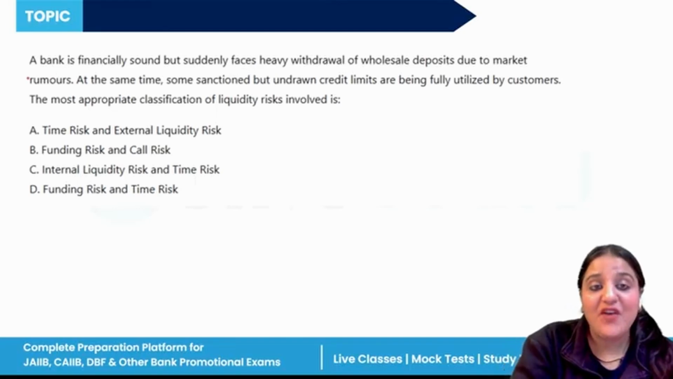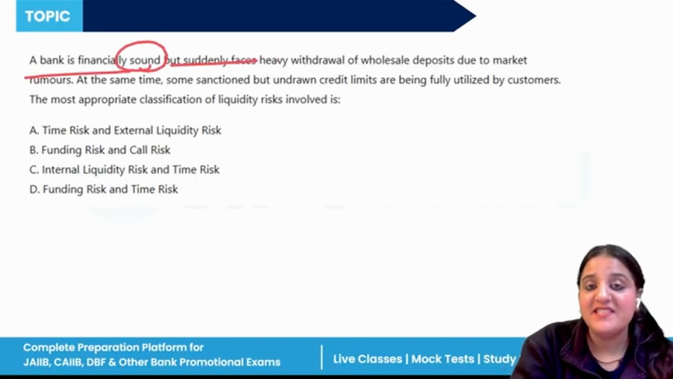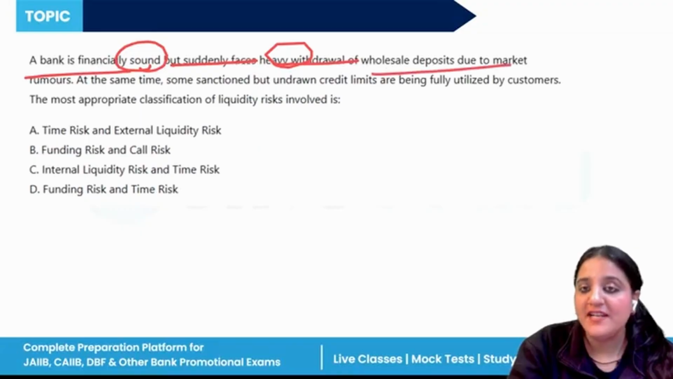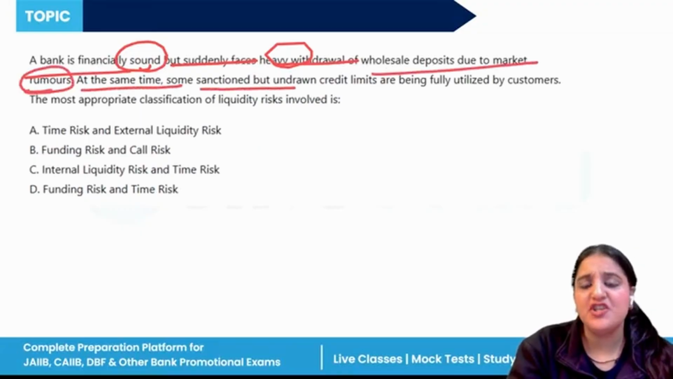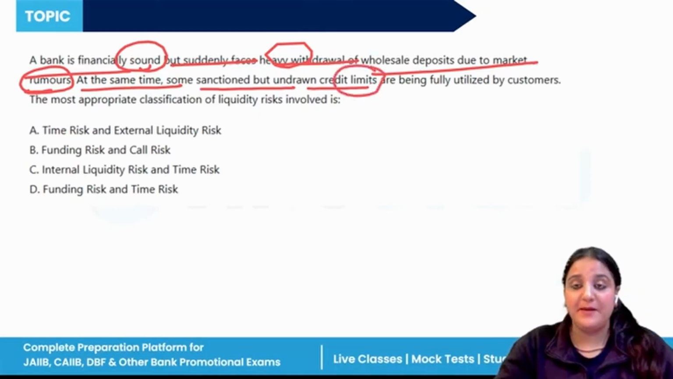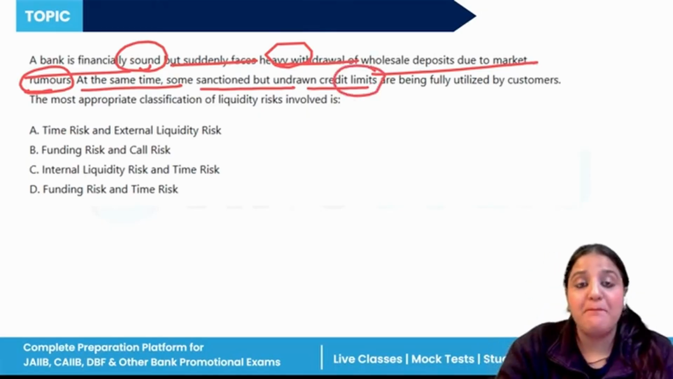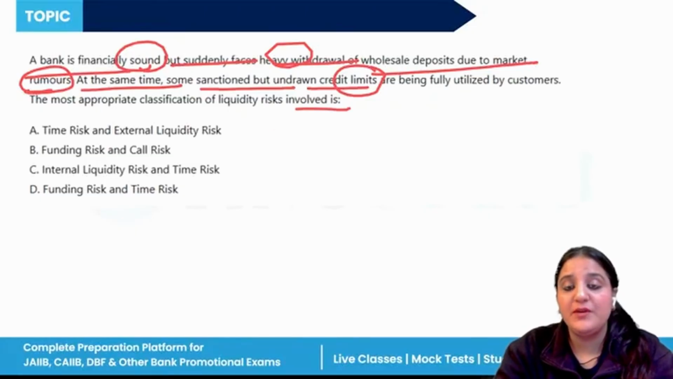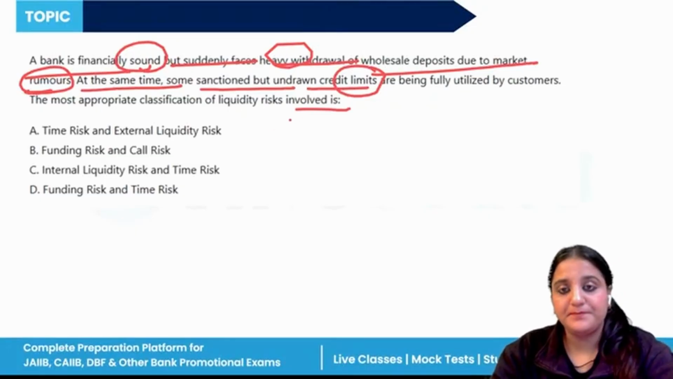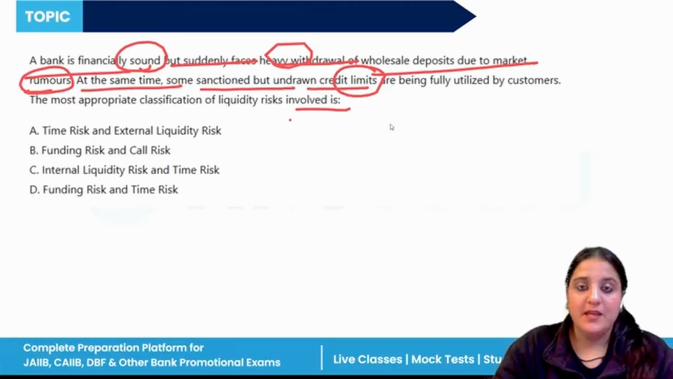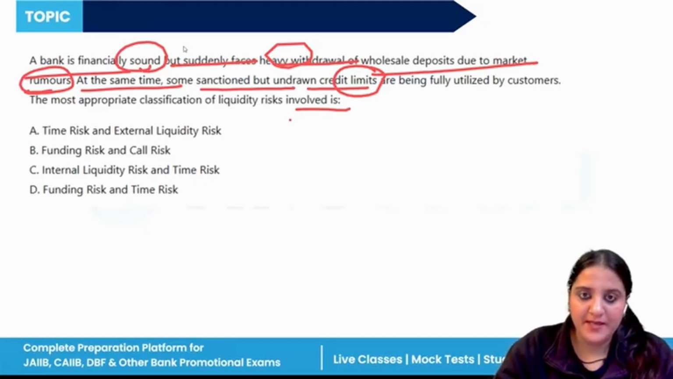If the bank is financially sound but suddenly faces heavy withdrawals of wholesale deposits due to market rumors, at the same time some sanctioned but undrawn credit limits are being fully utilized by the customers, the most appropriate classification of the liquidity risk involved is C. How many types of liquidity risk are there? We have external liquidity risk, then we have internal liquidity risk.